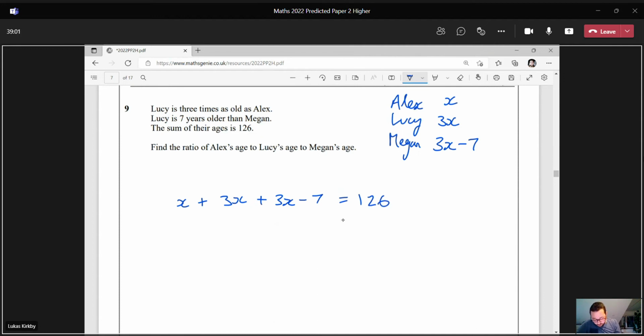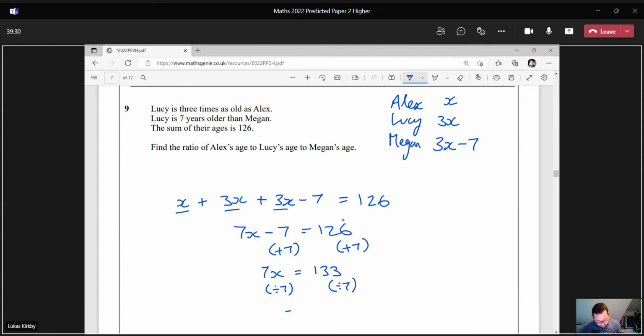How many X's have we got? Well, we've got 1 here, plus 3, plus another 3, so altogether that is 7X. Everything else stays the same. And then we want to solve it. So the first thing we want to do, because there's a minus 7 here, we want to add 7 to both sides. So 7X is going to be 133. And then, because we've got X times 7, we want to divide by 7. And again, just use your calculator for this. So 133 divided by 7 is 19. So I shouldn't put equals there. I should just write X is 19.